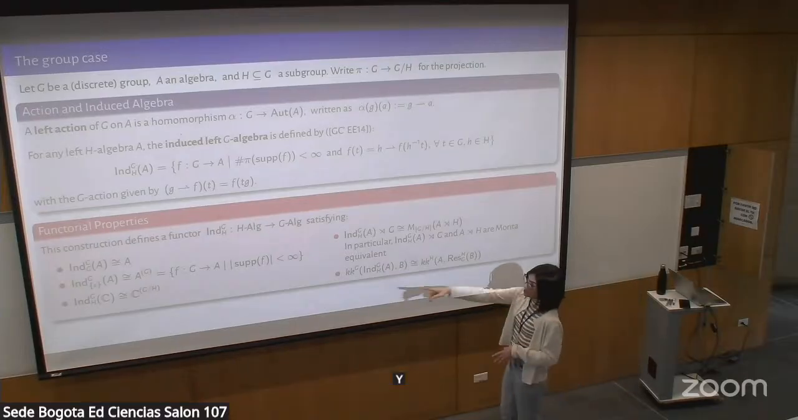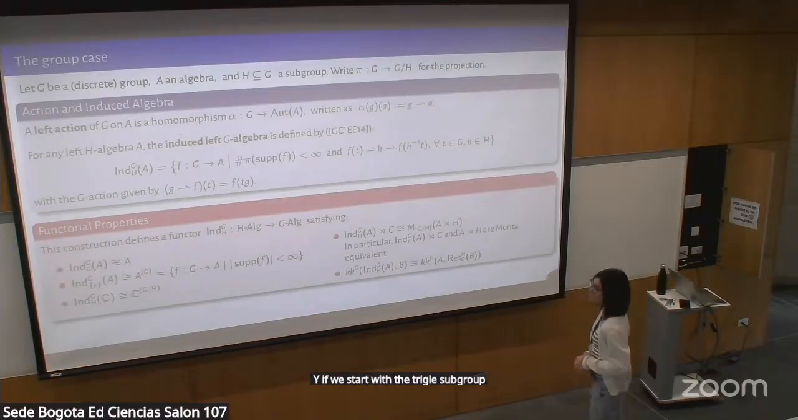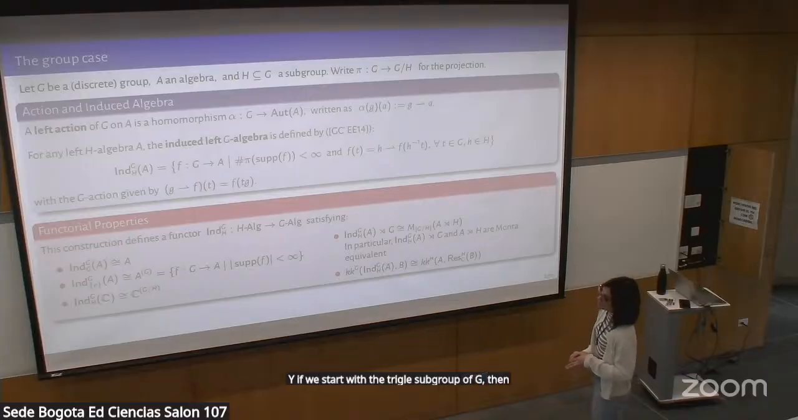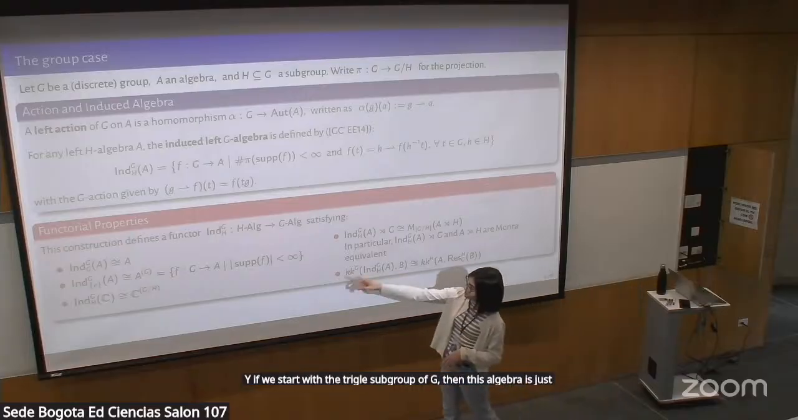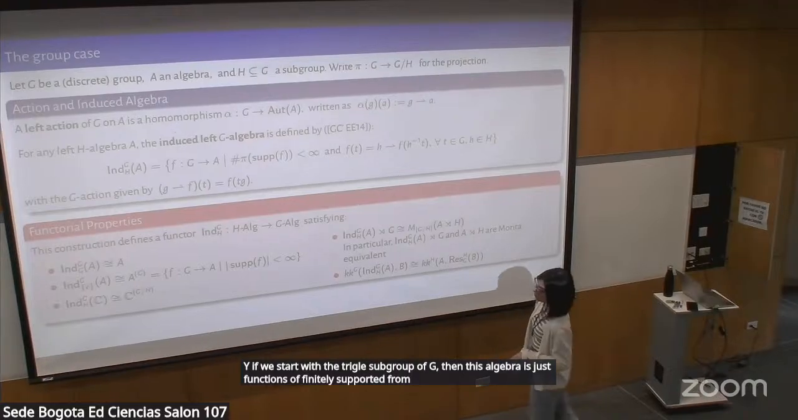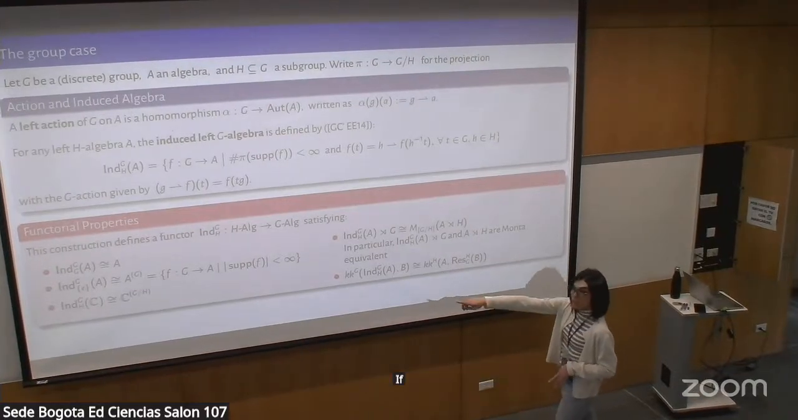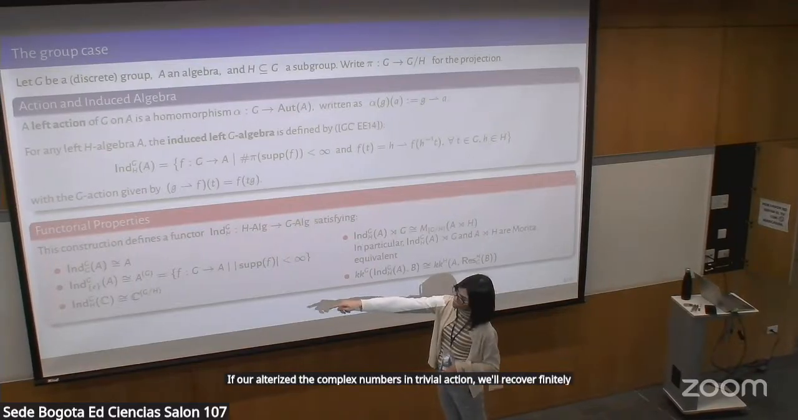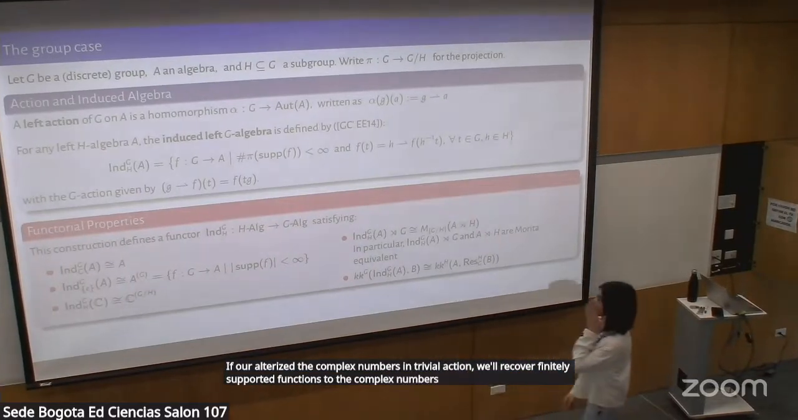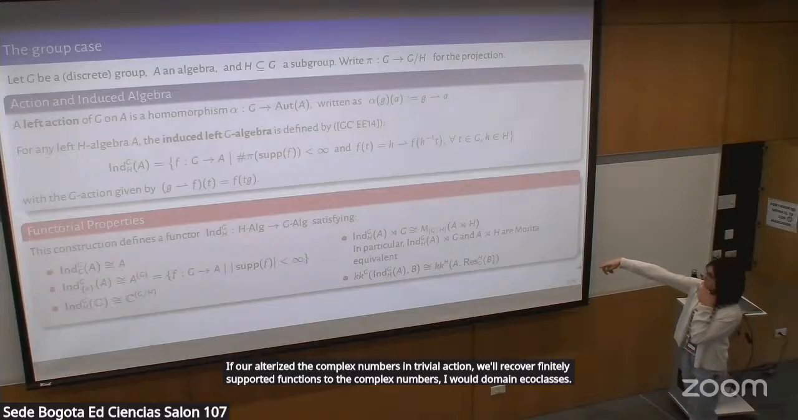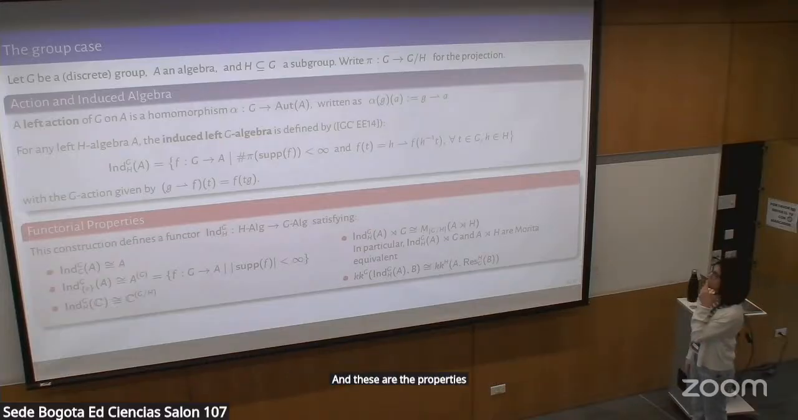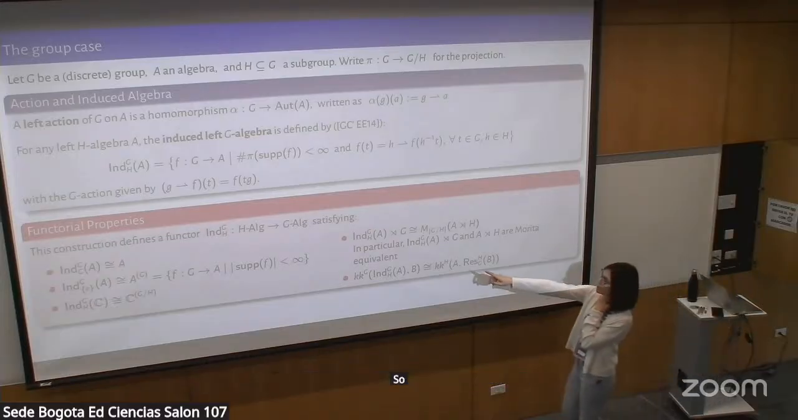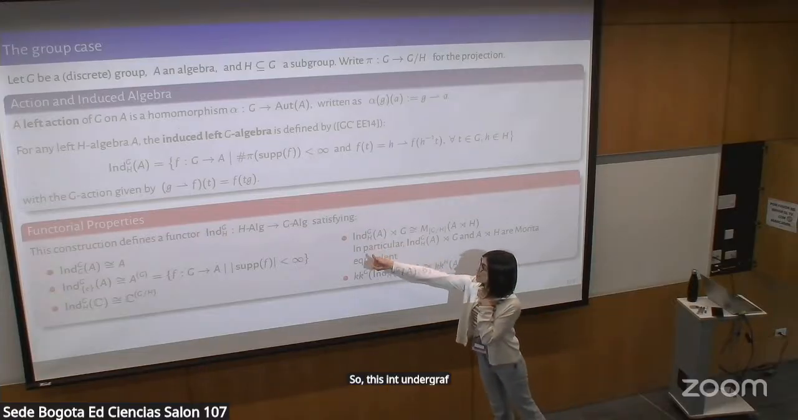If we start with a trivial subgroup of G, then this induced algebra is just finitely supported functions from G to A. If our algebra is the complex numbers with trivial action, we recover finitely supported functions to the complex numbers. I would determine the cosets. And these are the properties that we are interested in. So this induced algebra has a left G action.